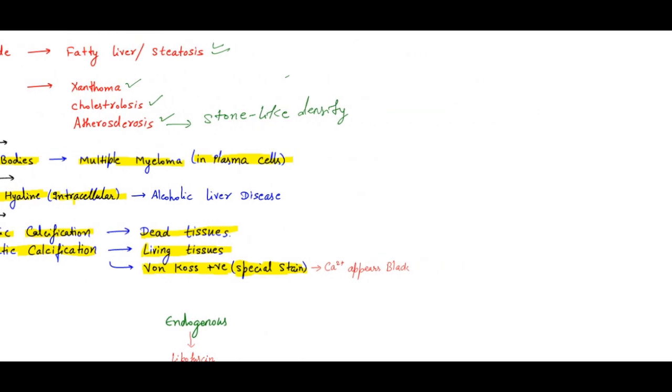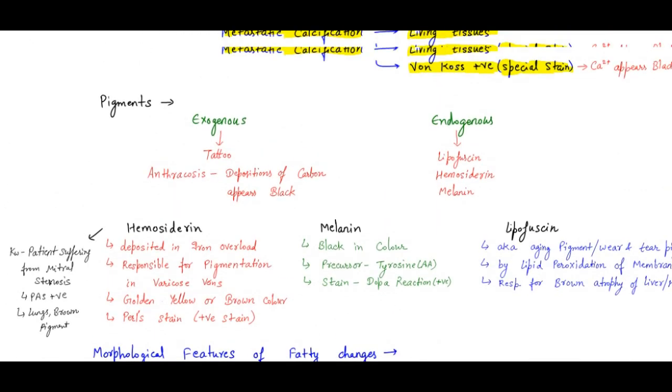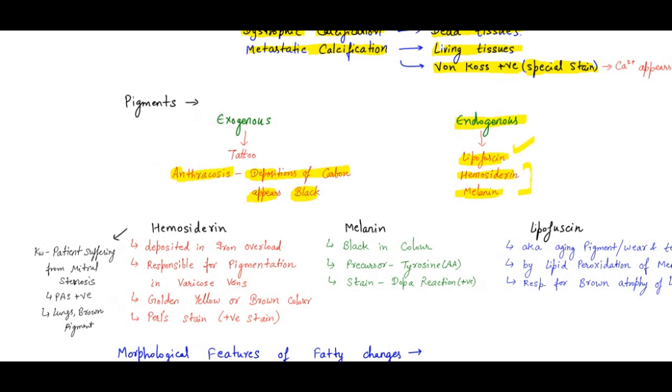Okay. Next is our pigments. Pigments can be exogenous or endogenous. Exogenous means tattoo. An example is anthracosis, a deposition of carbon that appears black. That is an exogenous pigment. For the endogenous, we will discuss lipofuscin, hemosiderin, and melanin. I know you are familiar with hemosiderin and melanin, but we have some confusion in lipofuscin. So let's discuss one by one.